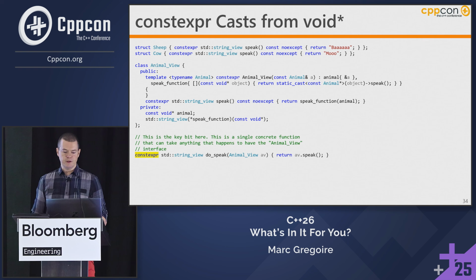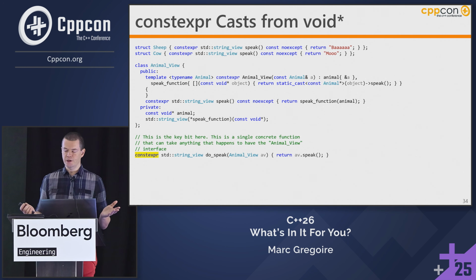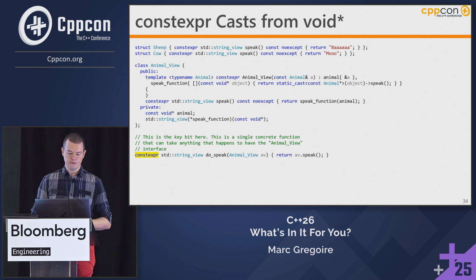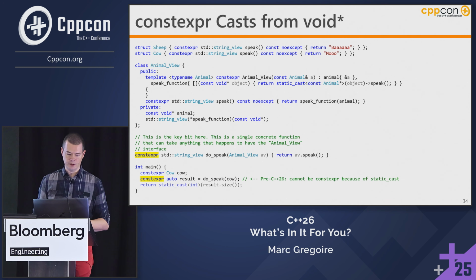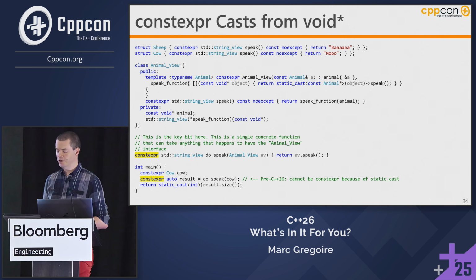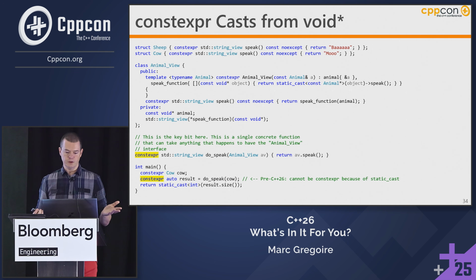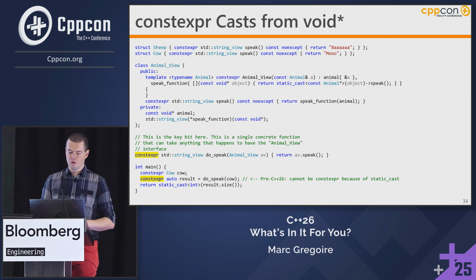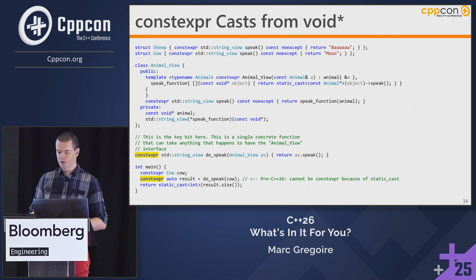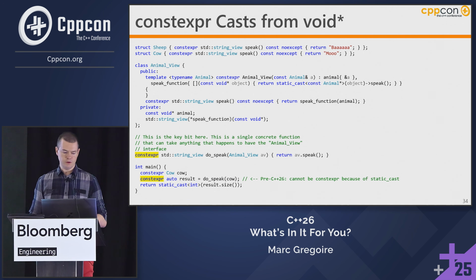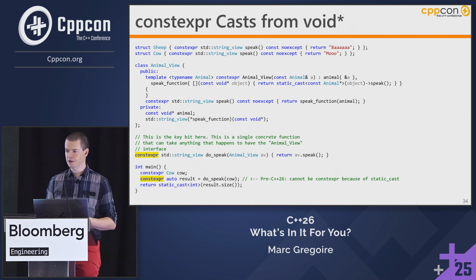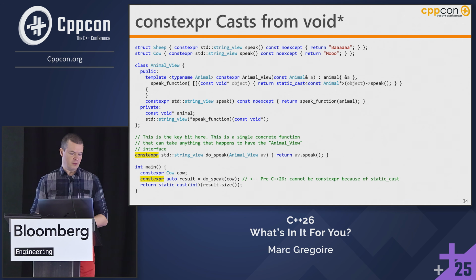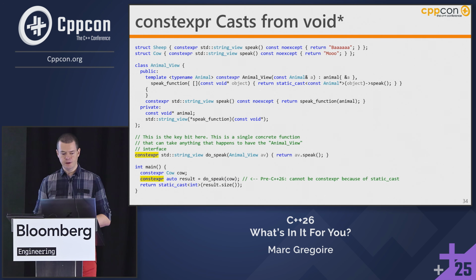Next, we have a doSpeak function that accepts any kind of object that implements our animal view interface, and then you can call it, for example, on a cow, which implements the animal view interface. And it all just works, and this line works with C++26. Before, you would get a compilation error because static cast is not allowed. So this example is functionally equivalent to standard polymorphism, but we use type erasure here, and it doesn't require any vtable.